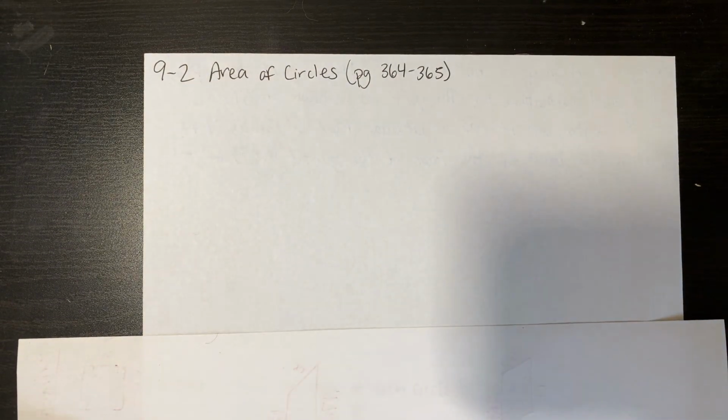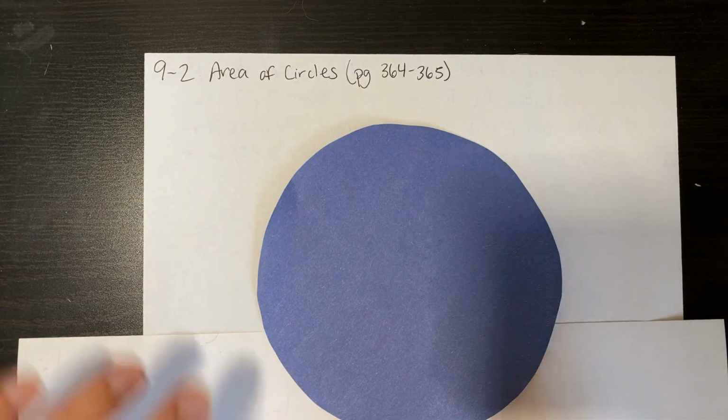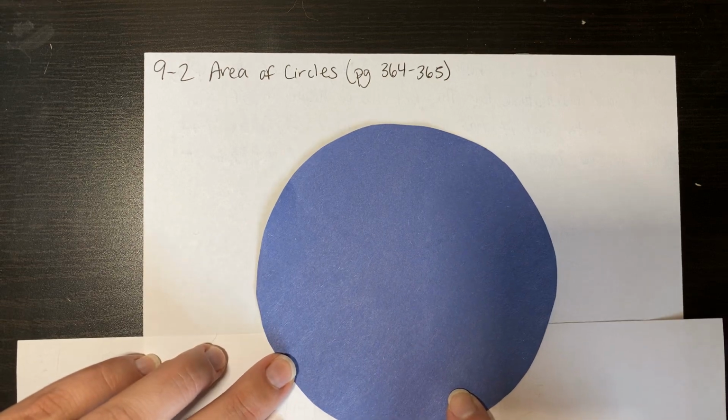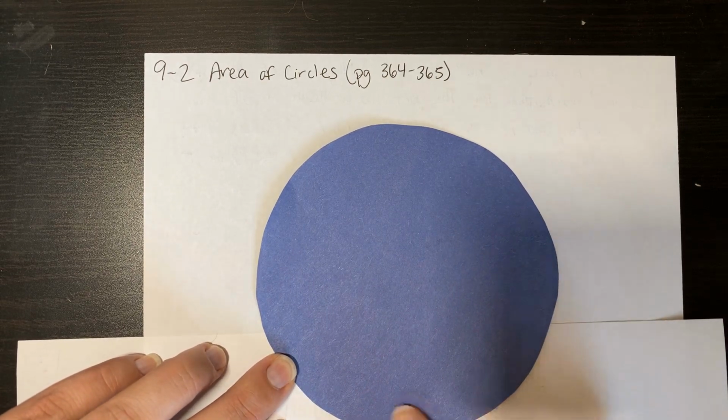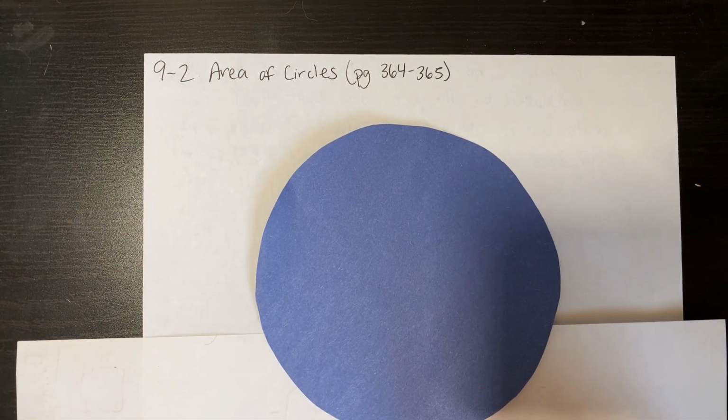Okay, today we are working on starting 9-2, area of circles. So we're going to do part of it today and part of it tomorrow. All right, so we have a circle. Remember that if we want to find the area of a circle, we want to find all of this stuff inside of the blue. That's what area is.